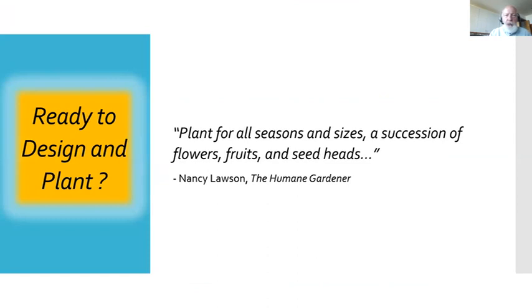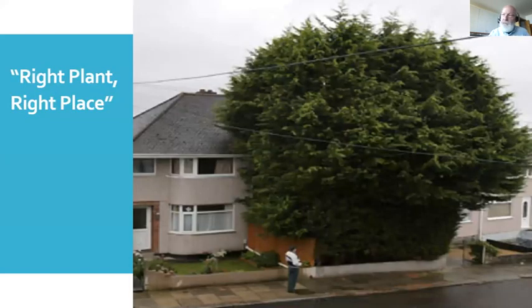So at this point, we've covered the basics: food, water, shelter, and cover. We're ready to plant. Key encouragement: the plantings we want to put into our landscape should provide for all seasons and all types of different food and coverage products.